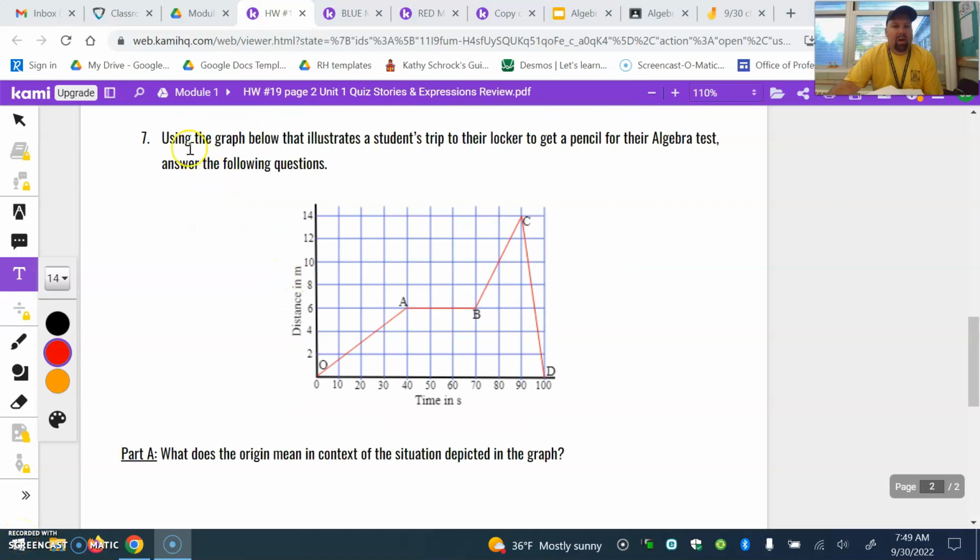All right, here we are. Using the graph below that illustrates a student's trip to their locker to get a pencil for their algebra test, answer the following questions. So here we have distance in meters, time in seconds. Oh, by the way, this graph is missing something. It is missing a title.